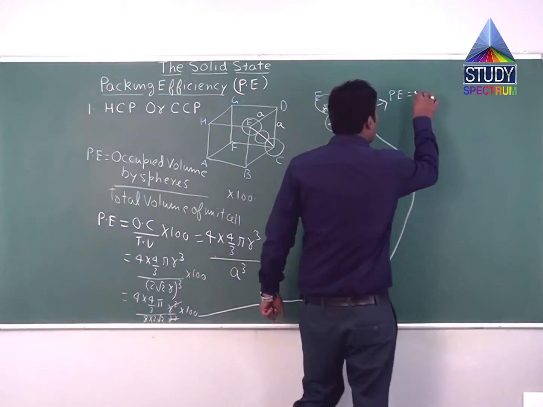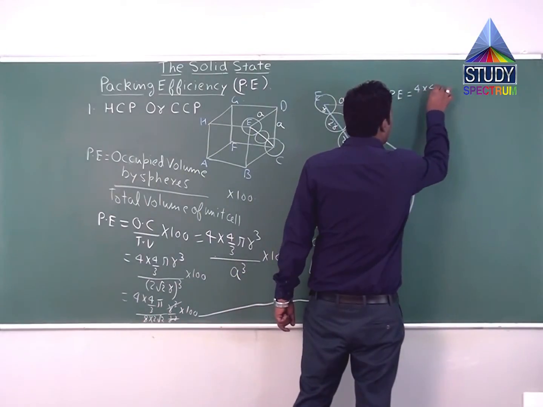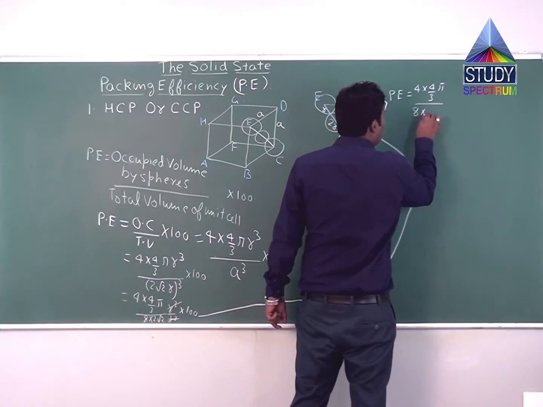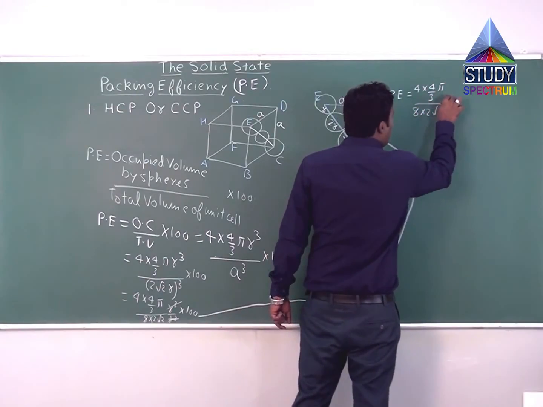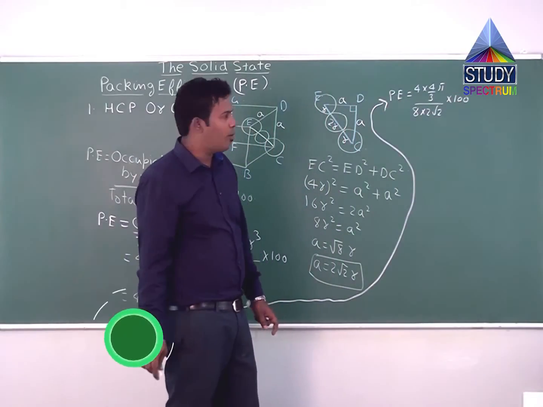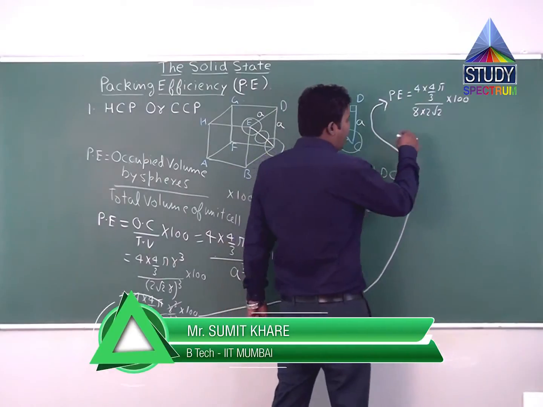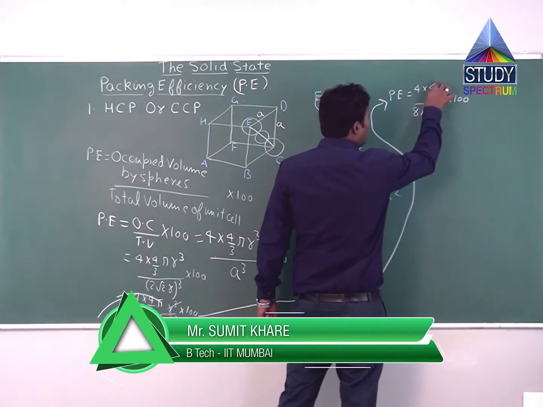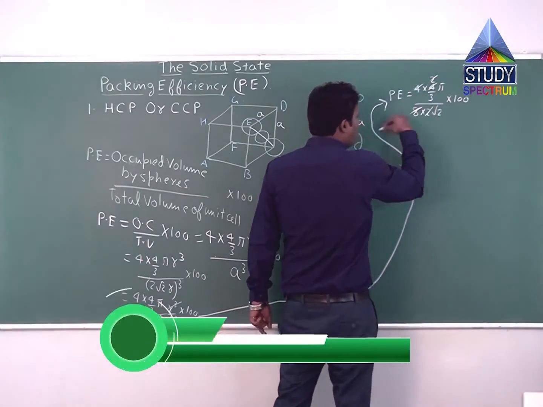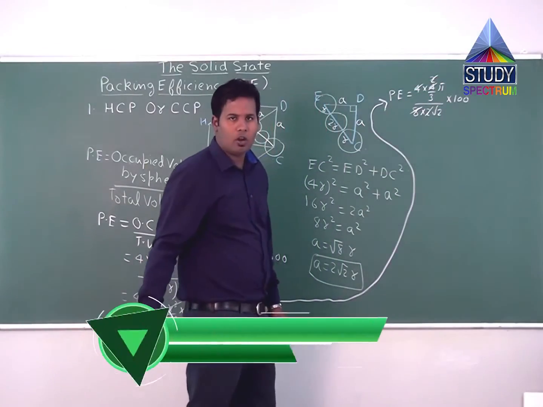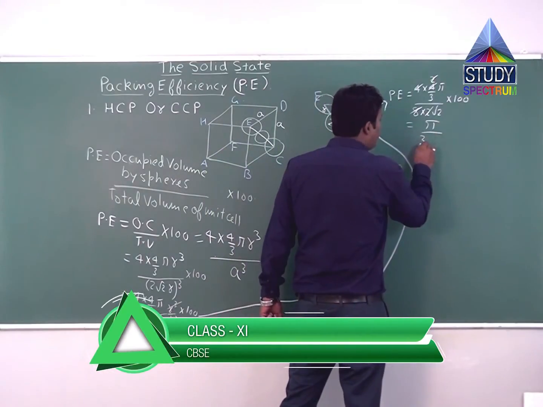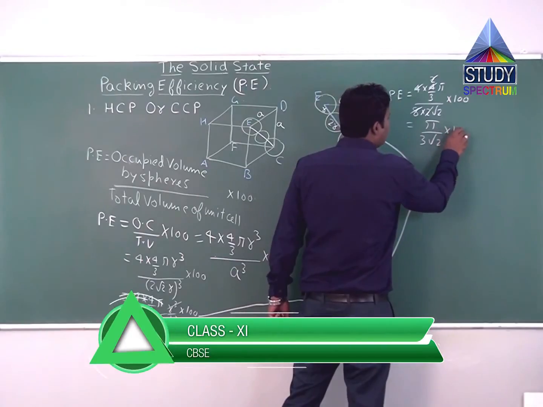So it becomes 4 into 4 by 3 pi upon 8 into 2 root 2 into 100, and R cube gets cancelled, present in numerator and denominator. So if I try to solve this, 2 2s are 4, 4 into 2 is 8, so 4 into 2 is 8 and gets cancelled with this 8 present in the denominator. So it becomes pi upon 3 root 2 into 100.